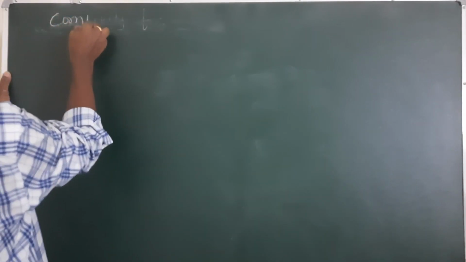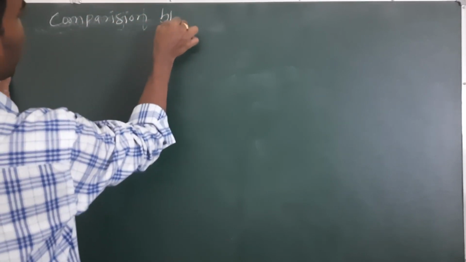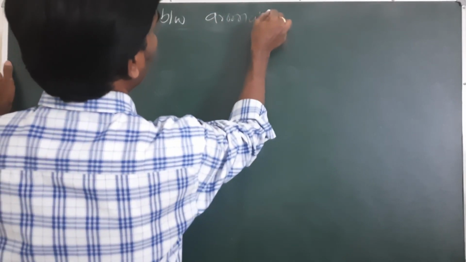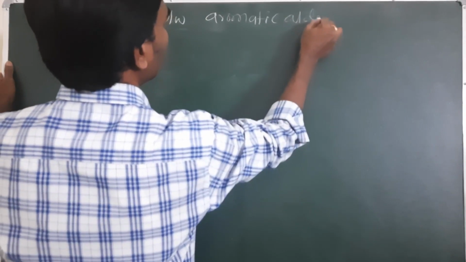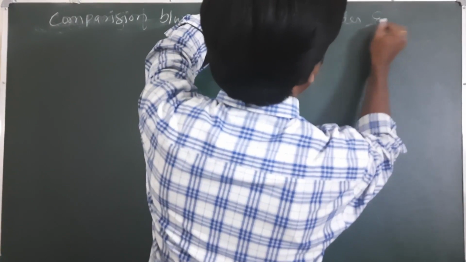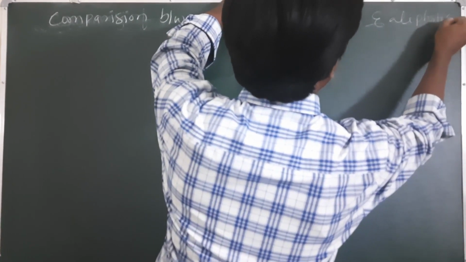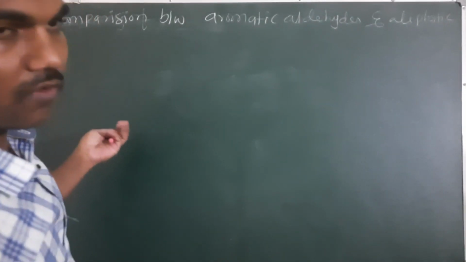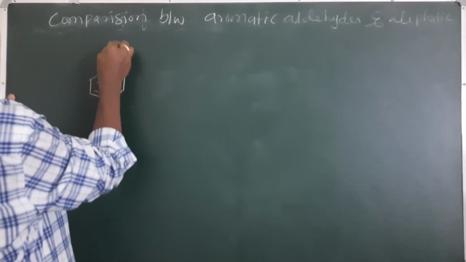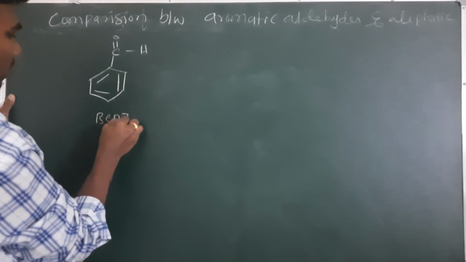Comparison between aromatic aldehydes and aliphatic aldehydes. Aromatic and aliphatic we have seen already. Now we are going to discuss carbonyl compounds. I am taking here benzaldehyde. The name of this one is benzaldehyde.